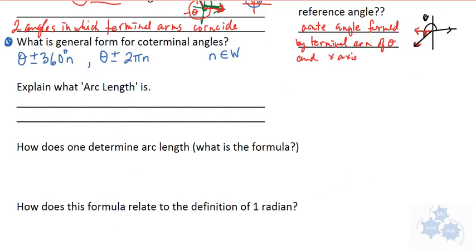Next question, what is arc length? We talked about arc length at the beginning. What is arc length? If we have a circle and we have a central angle here, theta, the arc that is subtended by this angle would be here. It's the section of a circle, like a curved surface along the outside of the circle. It is the length of the arc.